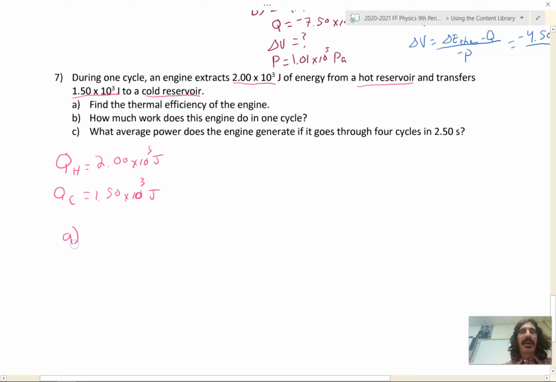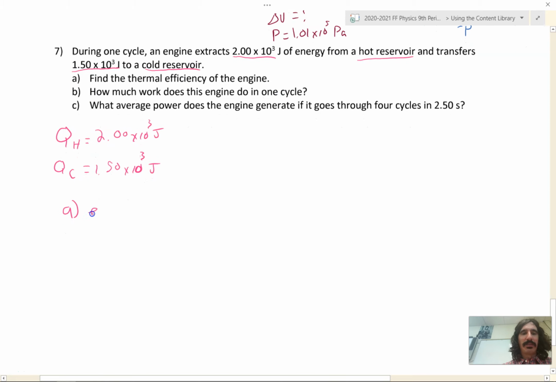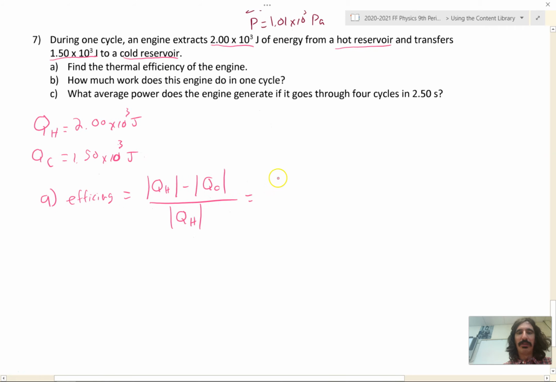Letter A asks, find the efficiency of the engine. One of the formulas we have for efficiency is the absolute value of Q hot minus the absolute value of Q cold all over Q hot. All we have to do is plug and chug, so 2 times 10 to the 3 joules minus 1.50 times 10 to the 3 joules all over 2.00 times 10 to the 3 joules.